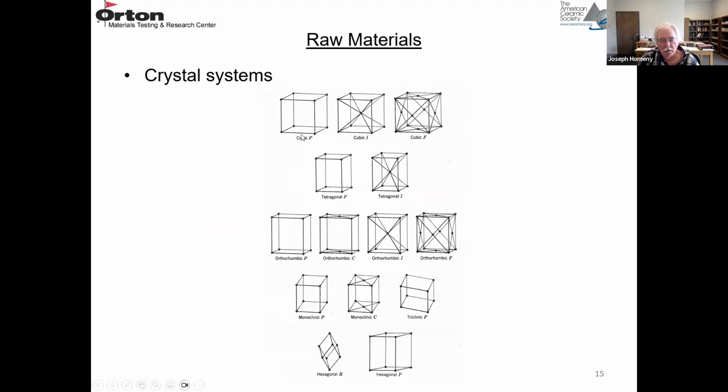And I showed this before, but I just put it on here again. The different crystal systems: cubic, tetragonal, orthorhombic, monoclinic, triclinic, hexagonal, rhombohedral, and then hexagonal primitive.